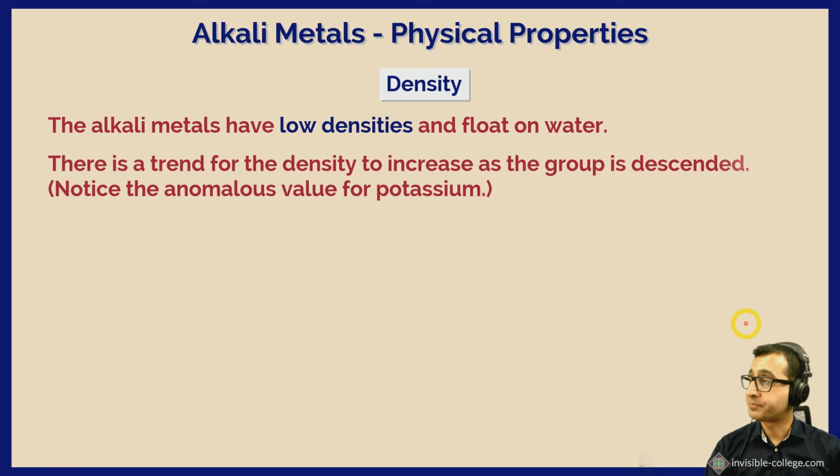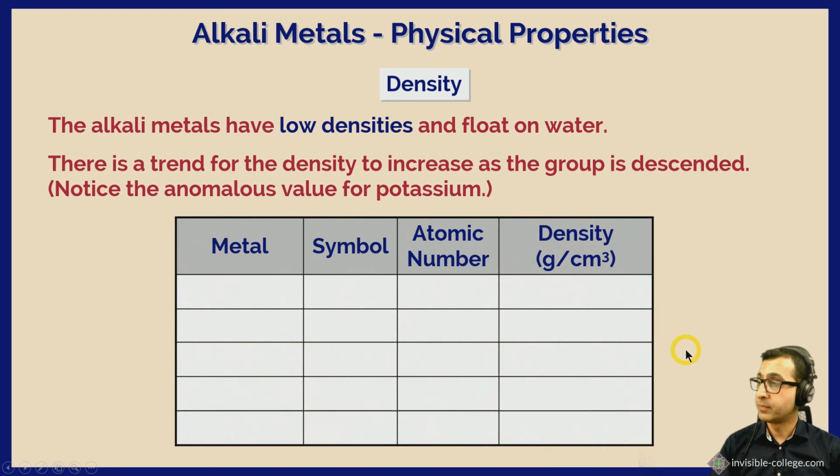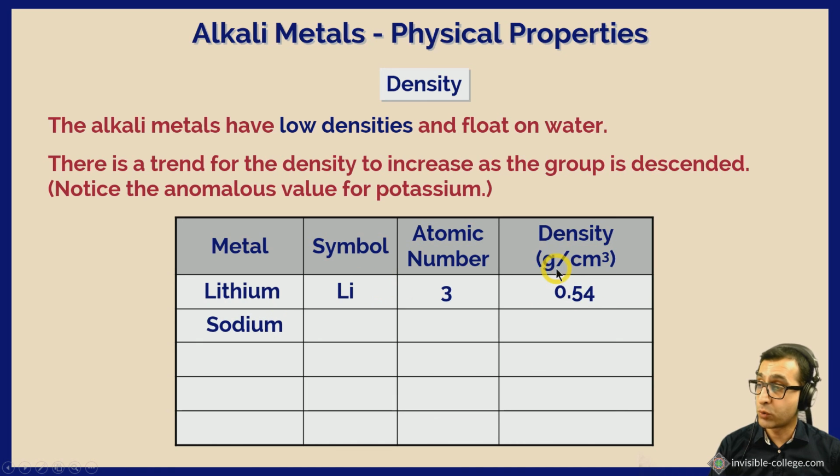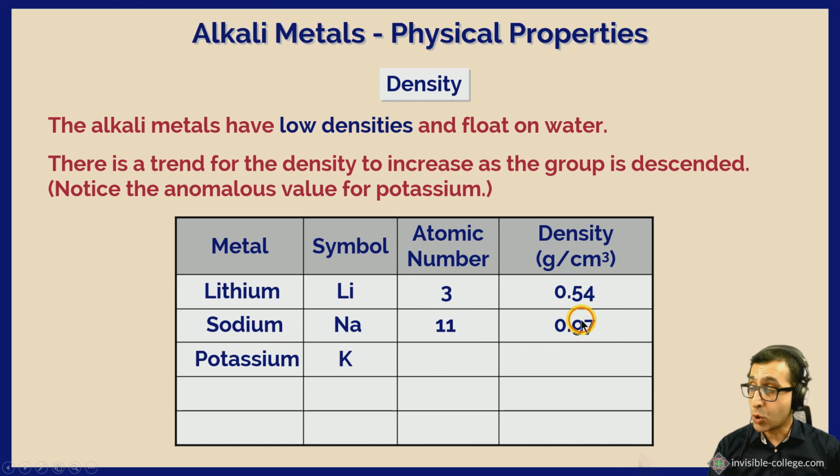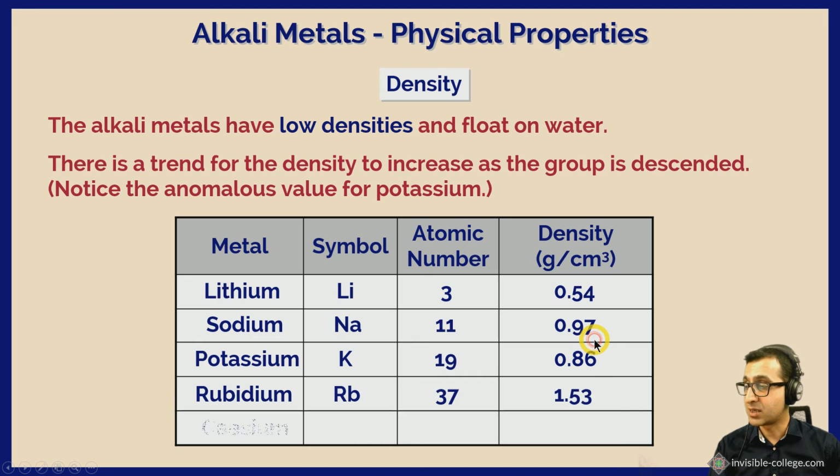Now, density. They all have low densities, they all float on water, but the density increases as you go down the group. Now, the only anomaly in that trend is potassium. So lithium, density of 0.54 grams per centimeter cubed. Sodium is more dense. The only anomaly here is potassium, which decreases slightly, and then the trend continues.